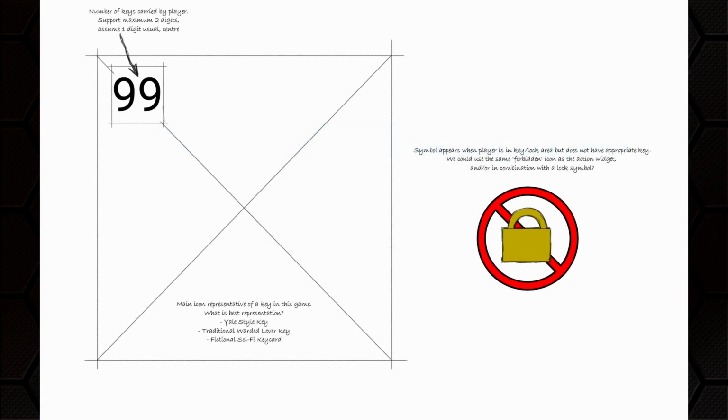Good for him. The keys widget will display the number of keys the player is currently carrying. In addition to that, it can also display another forbidden style symbol if the player enters an area that's locked and they do not have the appropriate key.